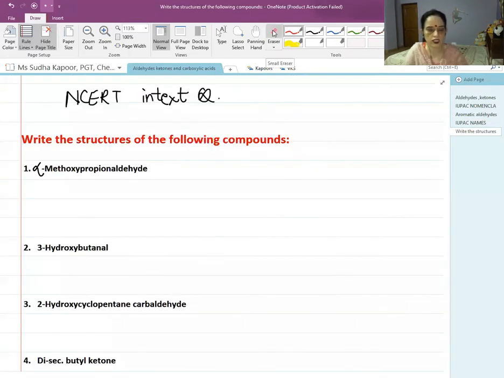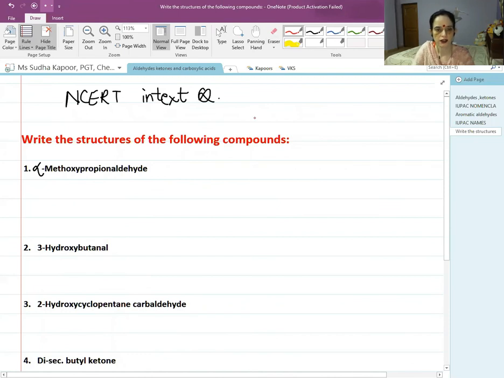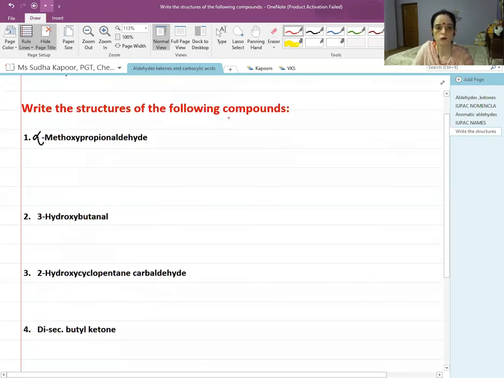Now let us start with certain NCERT in-text questions. In this lecture, we are going to do only the aldehydes and ketones, and when we proceed to the carboxylic acids, the nomenclature of carboxylic acids will be followed over there. So this is a very important, very common board question: we have to give the structures of the following compounds, and we are provided with their names.